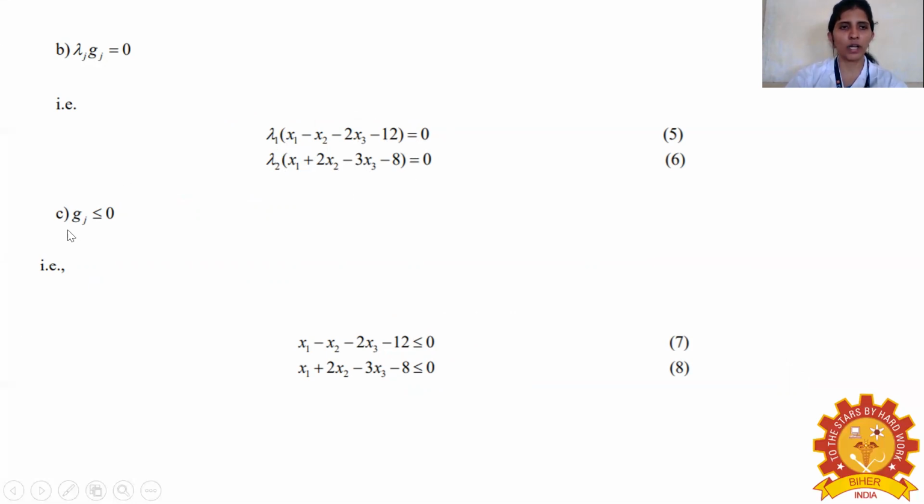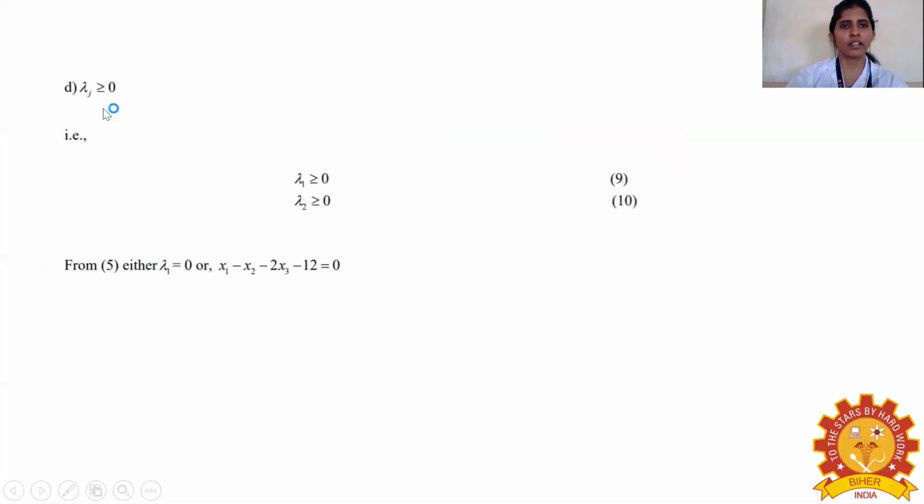And then the third step will be, we have to find out gj must be less than or equal to 0. So only the constraints we denote as less than or equal to 0, and we name it as equation 7 and 8. And then next step would be lambda j must be greater than or equal to 0, that is lambda 1 greater than or equal to 0, lambda 2 greater than or equal to 0.